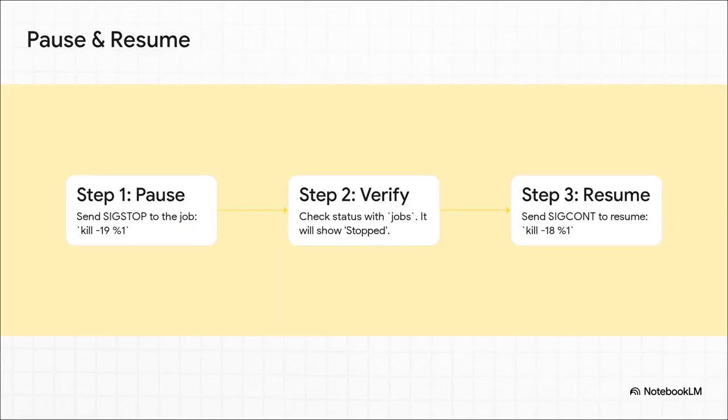Now for something a little less permanent, pausing. Let's say a script is eating up way too much CPU and you need to investigate without killing it. You can send SIGSTOP, which is signal 19, to just pause it in its tracks. Then, once you're ready, you send SIGCONT, signal 18, and it picks up right where it left off. It's a fantastic way to temporarily free up resources.